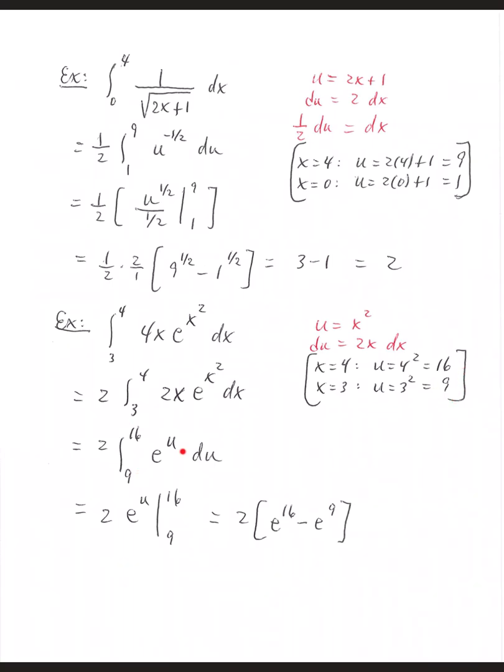The antiderivative of e to the u is still e to the u times our 2 out front, and we're going to sub in a 16 and a 9. So that's 2 times e to the 16 minus e to the 9. These are irrational, so you don't have to worry about simplifying any farther.